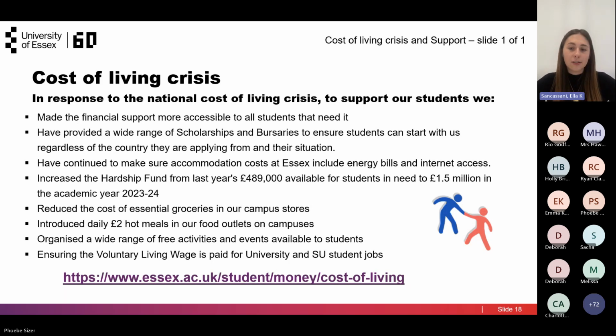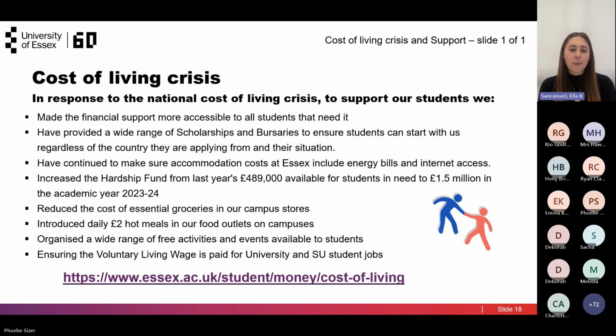So we continue to support our students financially when they are in need, and if they are facing financial hardship at university, I would strongly recommend that they reach out to their universities to see what support is available there. We have reduced the cost of essential groceries in our campus stores, and we have introduced daily £2 hot meals in our food outlets on campuses. So students can get a hot meal at a nicer price. We've organised a wide range of free activities and events available to students, and we are a voluntary living wage employer at the university, both from the university and our students' union and student jobs as well.